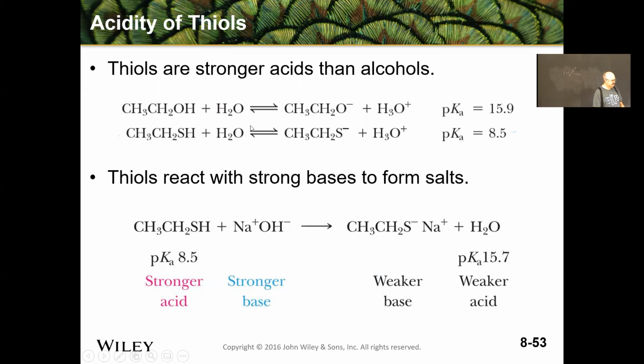Whereas ethanol won't react appreciably with something like hydroxide, ethane thiol will. So this reacts with sodium hydroxide to form this thioate salt and water. And because water is a weaker acid than the thiol, this reaction goes to completion. So that's a key difference. Thiols are more acidic than alcohols.